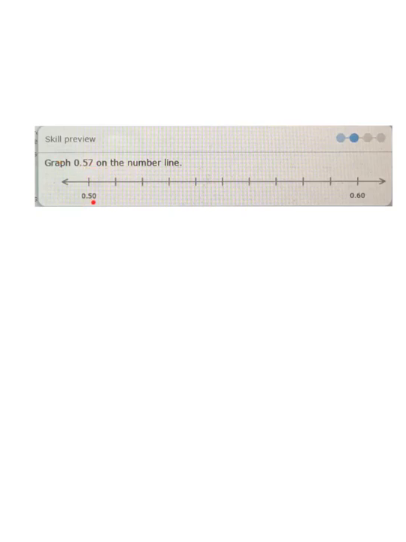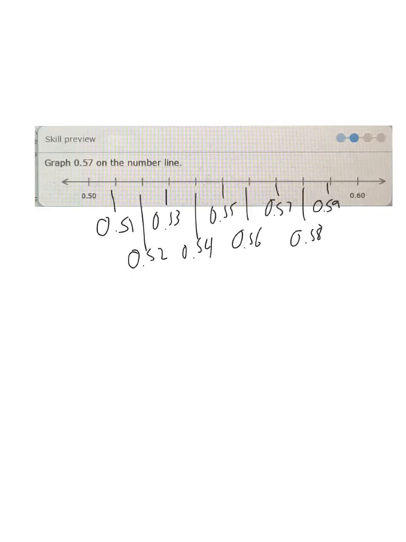So we have 0 and 50 hundredths on this end, 0 and 60 hundredths on this end. So I would suggest filling in the blanks, and that'll make it easier for you. So I've done my best to fill in all the missing digits in between 0 and 50 hundredths and 0 and 60 hundredths. So then it becomes very obvious that 0 and 57 hundredths is located right here.